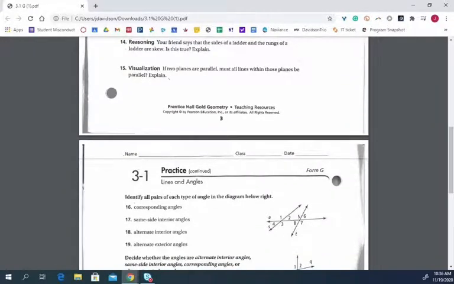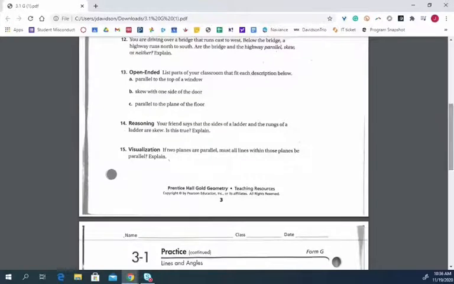14, your friend says the sides of a ladder and rungs of the ladder are skew. Is this true? It'd be false because they intersect like that, right? Yeah, they intersect. I hope so, otherwise your ladder's broken. Can you repeat, sorry guys? Which one? Number 13. Which part? All of them? Yeah.